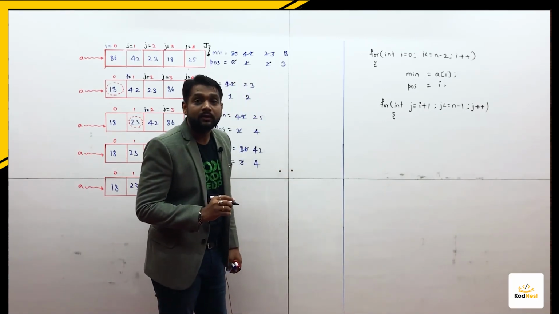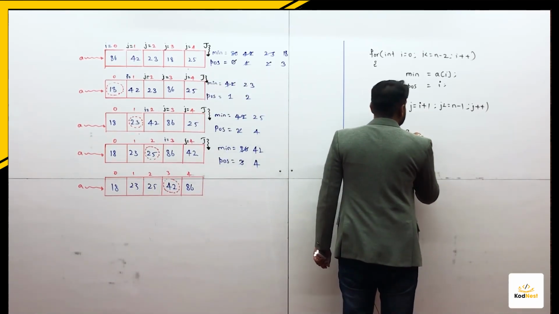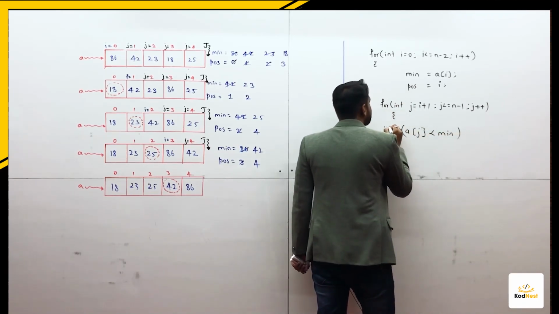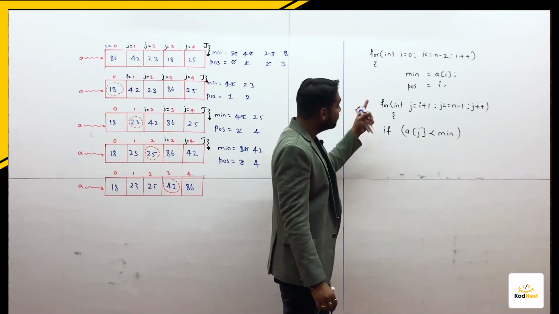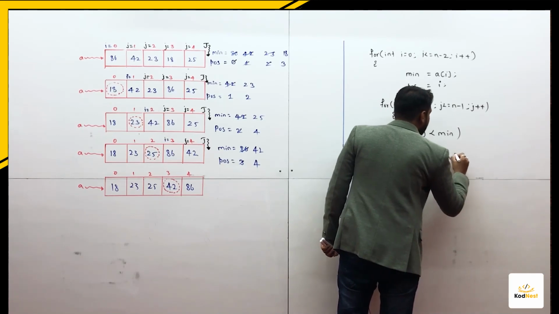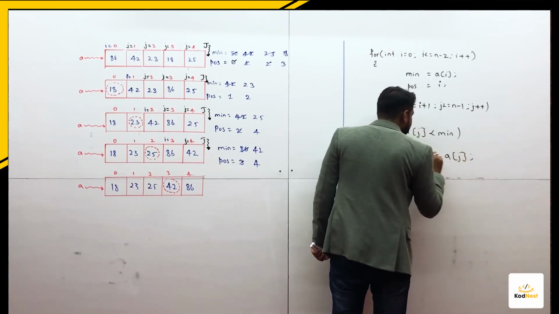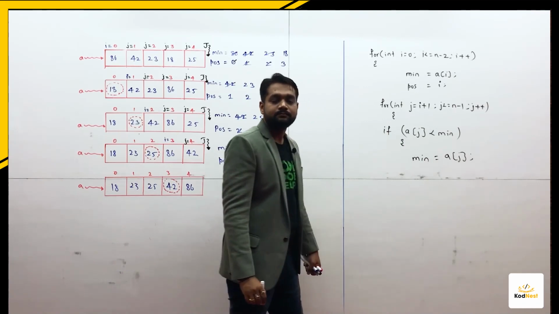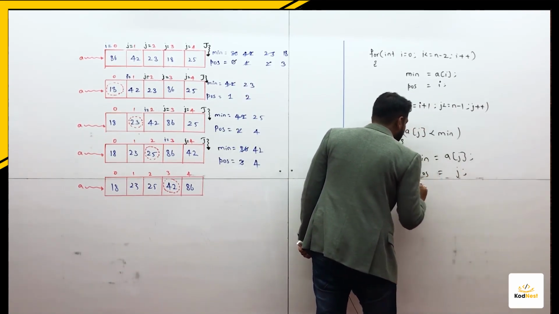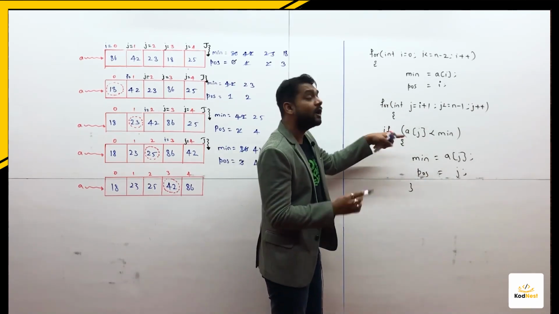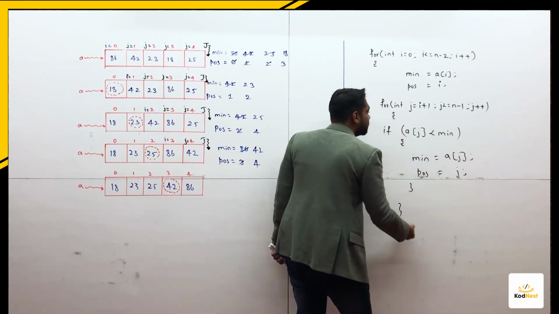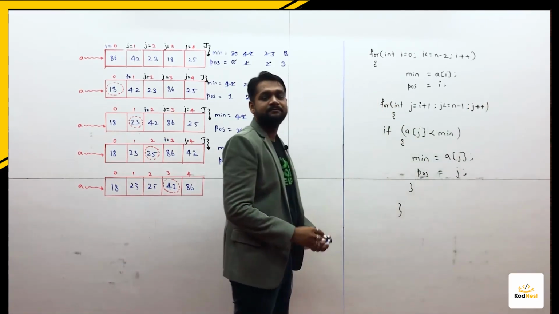Every time what are we doing? We are checking whether that array of J is less than minimum. This is what we are checking every time. If array of J is less than minimum, then what did we do? We just took whatever is there in array of J and we have given it to minimum. Its position that is present in J, we gave it to POS. Sir, if it is less than minimum, we gave. If it is not less, simply we moved ahead, J plus plus.